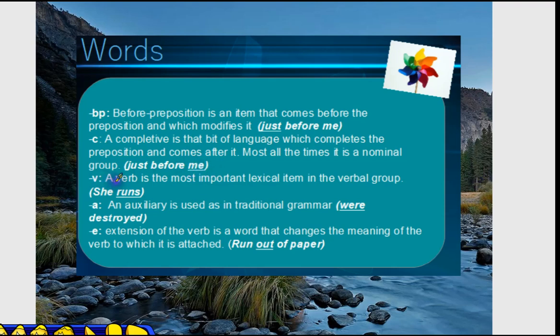V stands for verb, but check this out. V is for action verbs, like run, go, eat, have. And A is also for verbs, but for auxiliary verbs: to be, do, does. The E is extension. When we say, for example, we have the verb run, and we add out, here we have a phrasal verb. So basically, the particle or the preposition in a phrasal verb, which changes the meaning of a verb, is an extension under the systemic functional grammar approach.